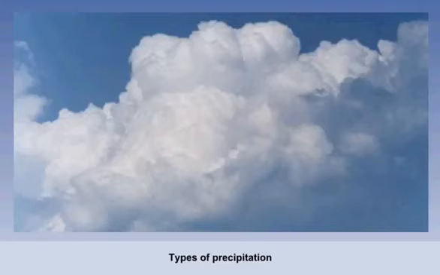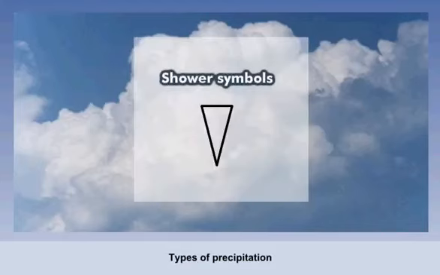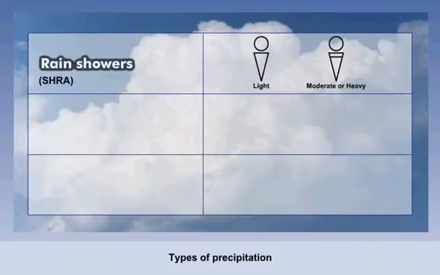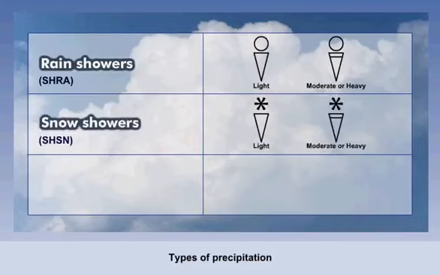Showers fall from convective or heaped cloud. They can be of rain, snow, or hail. This is the symbol for a shower. Here are the symbols and codes for each that we will encounter in aviation meteorology. Rain showers, or SHRA, have these symbols. Snow showers, or SHSN, are represented like this.